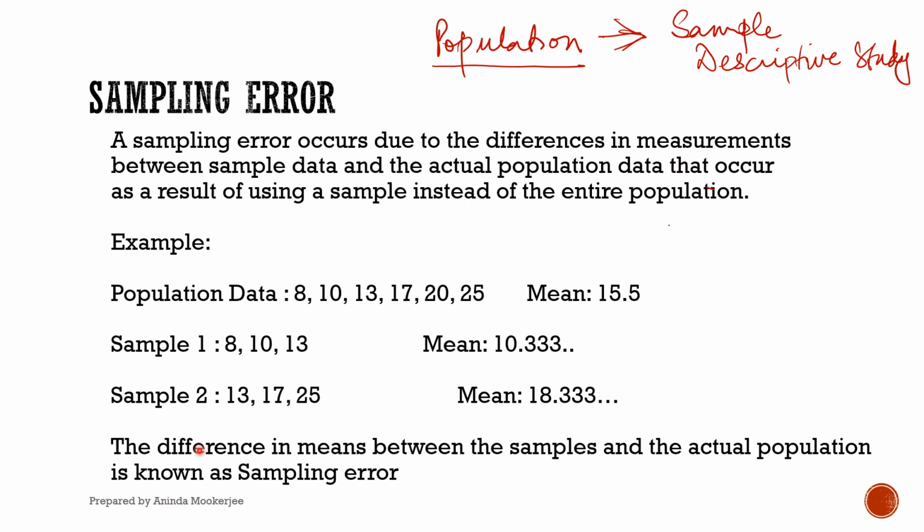So these differences that occur due to using a sample instead of working with the entire population is what's called a sampling error. All right, so it's the difference in means between the samples and the actual population. That's what is called the sampling error in statistics.